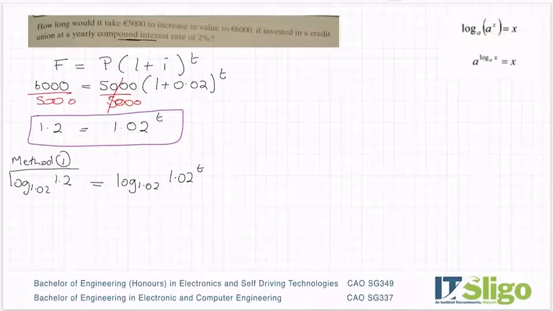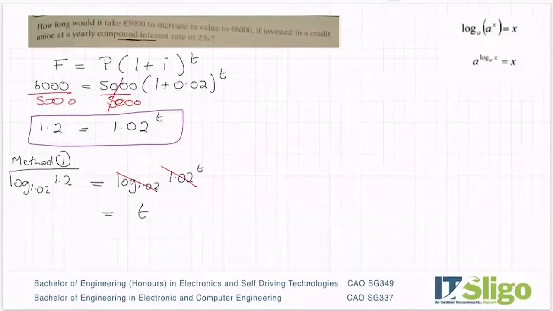Okay, and why do I do that? Because log to the base 1.02 of 1.02 is 1. Okay, so I get 1t. So that leaves me with just t on that side, and that's why I like it.